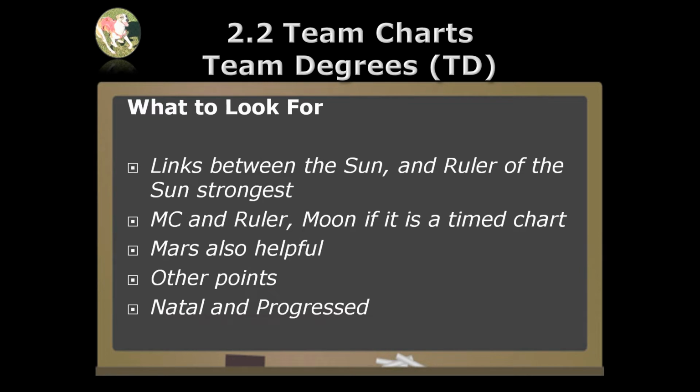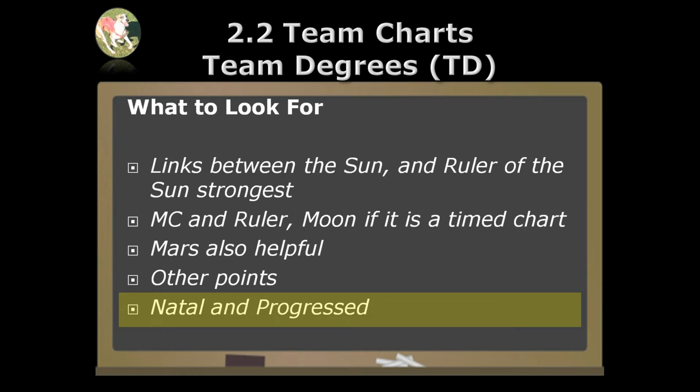So we're looking for symbols of success and victory. The sun is the number one symbol for success and recognition, so we're looking at links between the sun and the ruling planet of the sun. Next in importance is the MC and its ruler if you have time charts, and the moon is quite helpful as well. Mars is also another helpful planet because we're looking for competitiveness. You can also look at the other points, but that's sort of the hierarchy. You can also look at natal as well as progressed positions. Progressed positions, the sun for example, will be in play for a season or so.